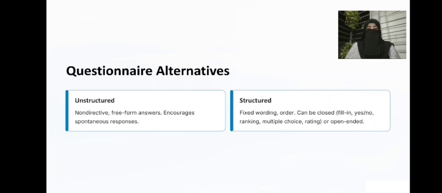And the second one is structured. Structured questionnaires have a fixed format and ordering. The order of questions stays the same for all respondents. It can include yes or no questions, multiple choice, ranking, rating, or even open-ended questions with specific guidelines.